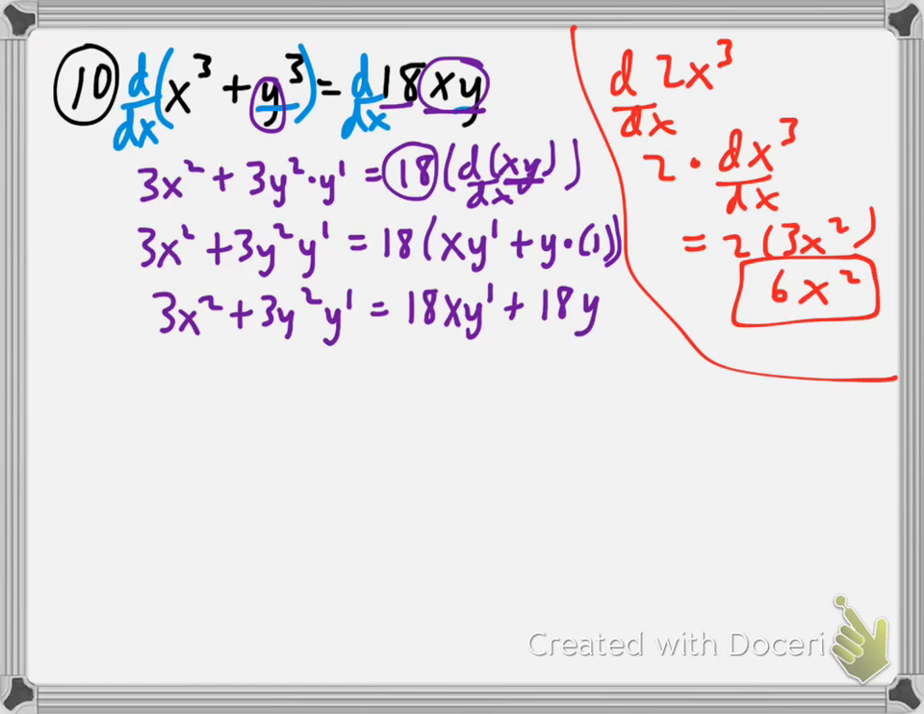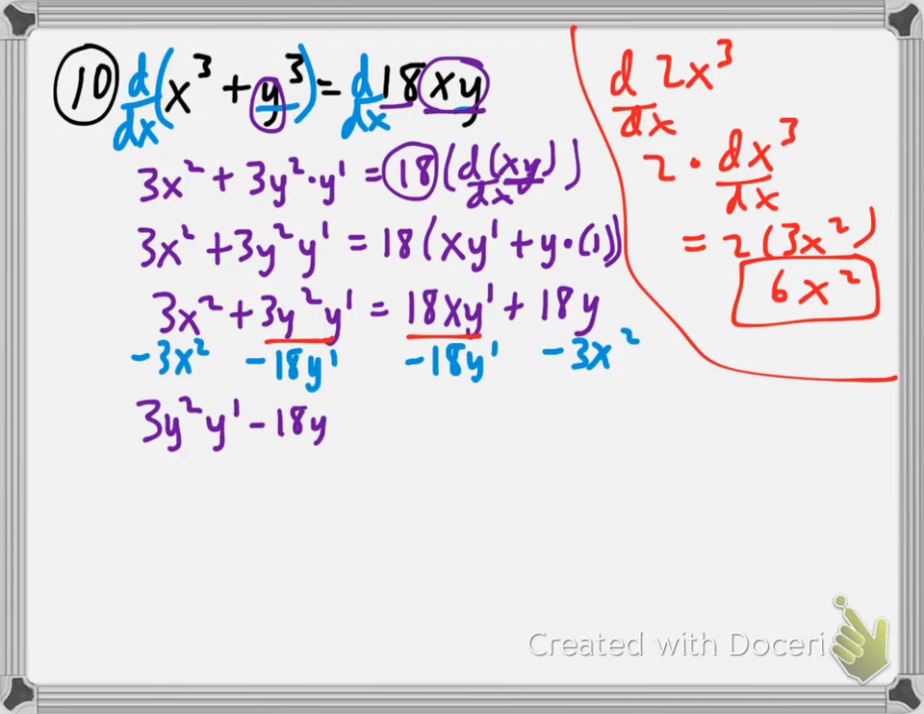Now we can see we have a couple terms, on opposite sides of the equal sign, that have a y prime in them. And so what we're going to do is subtract 18xy prime from both sides. We're also going to be subtracting 3x squared from both sides, because what we want to do here again is bring all the terms that have a y prime in them to one side and move all the other terms that don't have a y prime in them to the other side. So we have 3y prime minus 18y prime equaling, what do we have, 18y minus 3x squared.